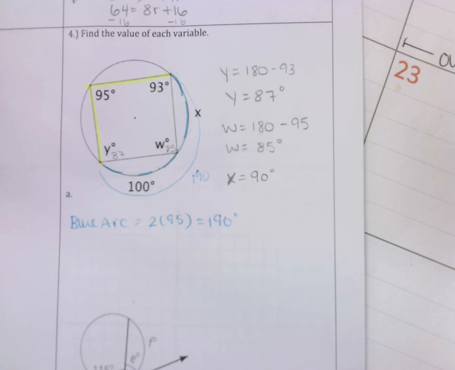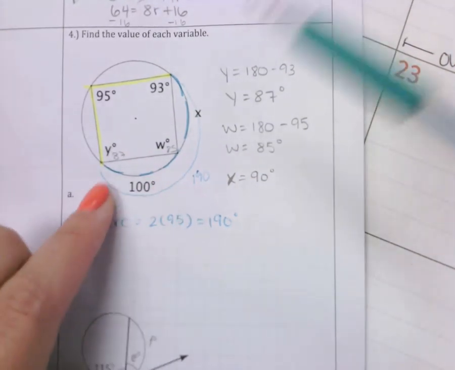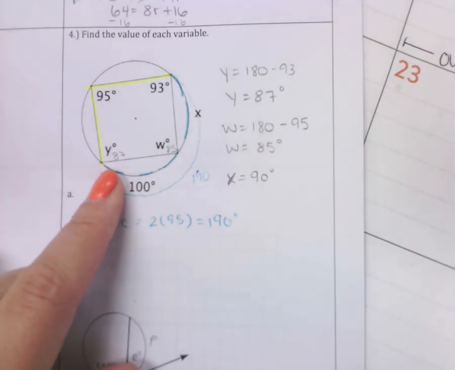Sounds about right. Okay, I just divided 190 to get 95. No, you find 190 by multiplying 95 by 2. That gives you the whole thing. We just want a piece of it. So you subtract to find the piece.